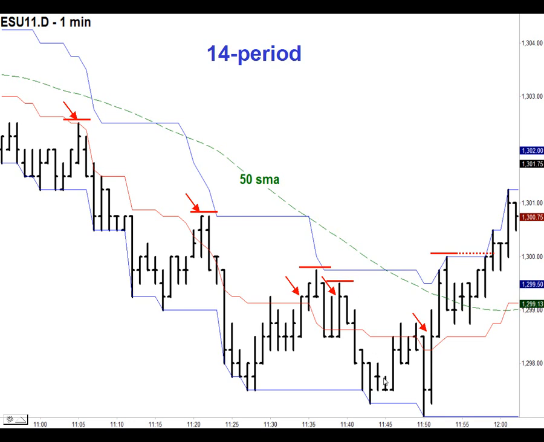Now, just to show you that we're not cherry picking and making you believe that this works 100% of the time, here's another example where you could have gotten short. Let's say you were selling on a close above the midline. Well, here's a close above the midline right here. So you would have sold.